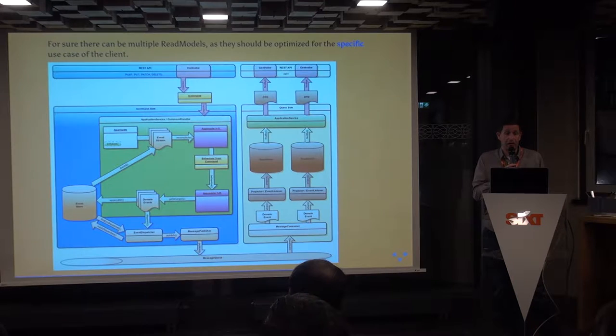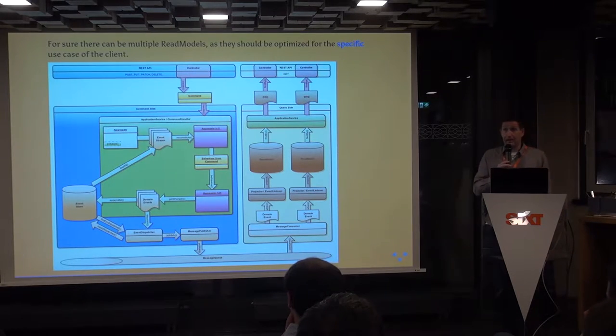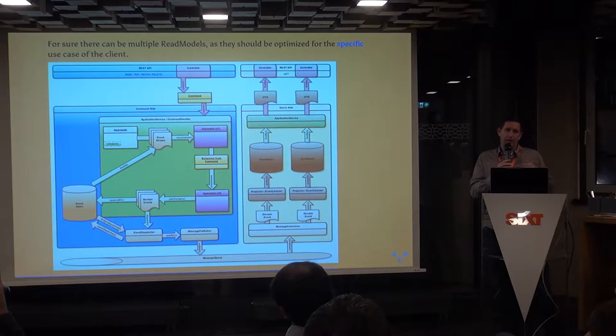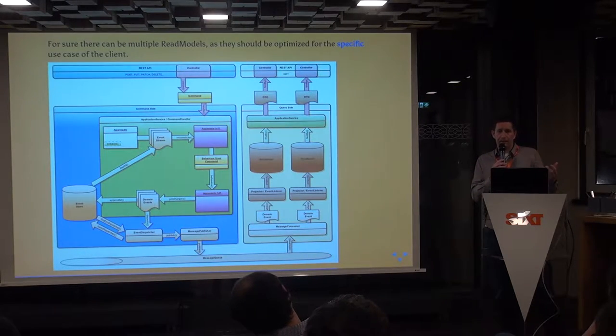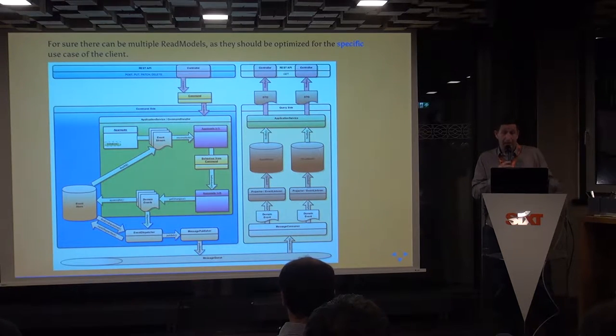And for sure, we can have multiple read models. You typically will have, depending on the size of the system, as they should be optimized for the specific use case of the client. It's a bit hard to go into detail here. You might have simple read models that basically are just some sort of materialization of the state of your aggregate, but you might also have read models that get events from different parts of the system and build more complicated read models that are on the other side very optimized for the read case. This is one of the core concepts of CQRS, to segregate the two things, so you can optimize write and read side for the use cases.